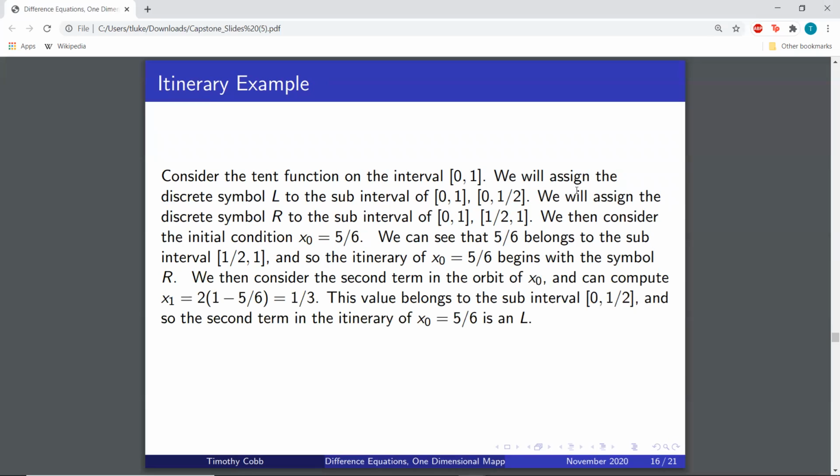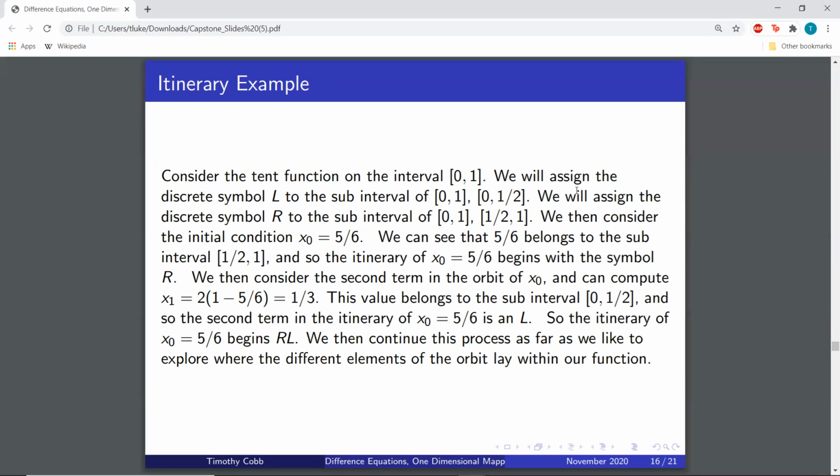We then consider the second term in the orbit of x0, which we can compute by taking x1 equals, and then we put 5/6 into our tent function. So we compute 2 times 1 minus 5/6 equals 1/3. This value belongs to the subinterval [0, 1/2], and so the second term in the itinerary of x0 equals 5/6 is an L.